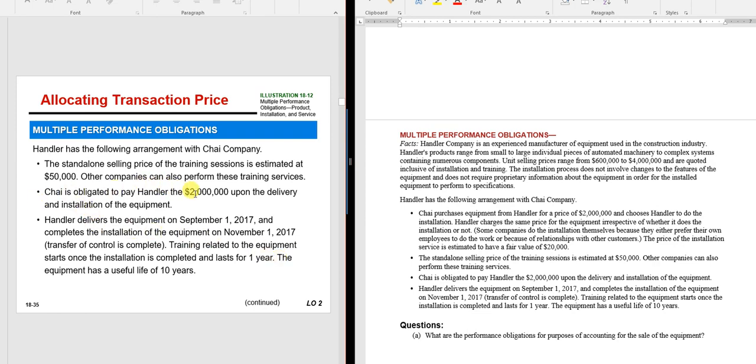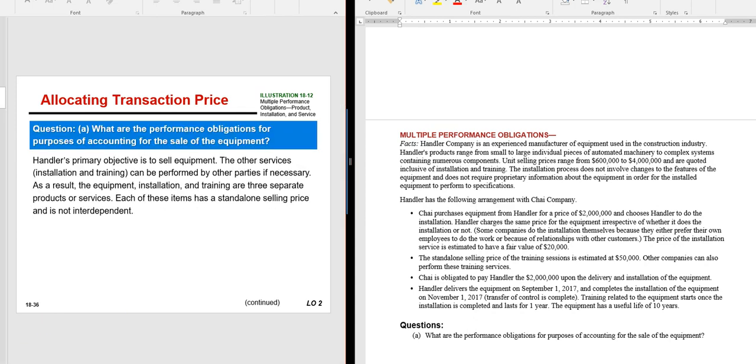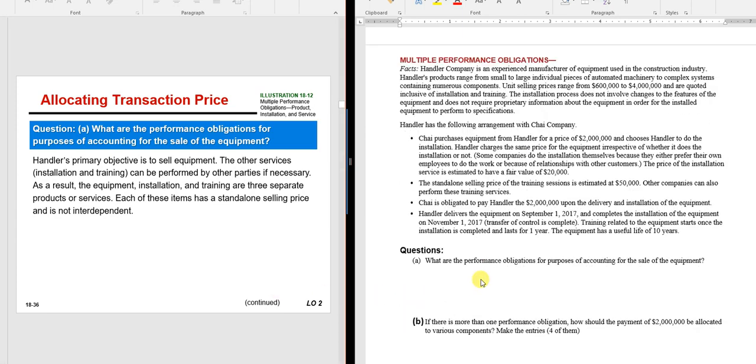They're obligated to pay the $2 million upon delivery. They deliver the equipment on September 1st and complete the installation on November 1st. The training is completed and lasts for 1 year. The equipment has a useful life of 10 years. So hopefully you haven't forgotten by now that we're recording the sale, not the purchase of the thing. So let's go through the steps. You have to write down here: what is the performance obligation or obligations for accounting?